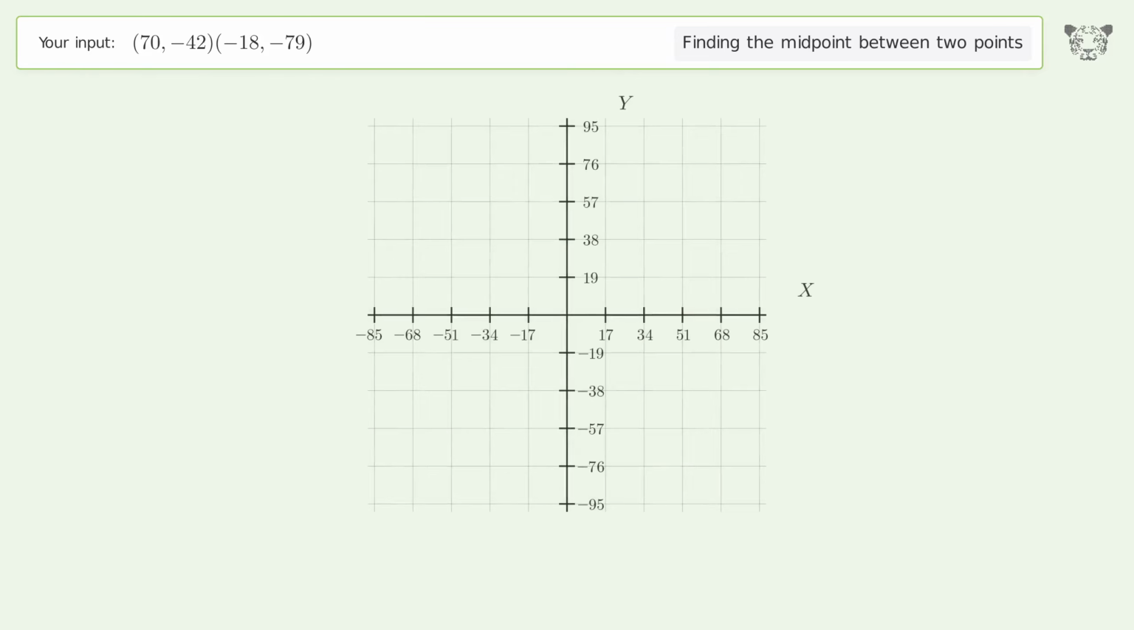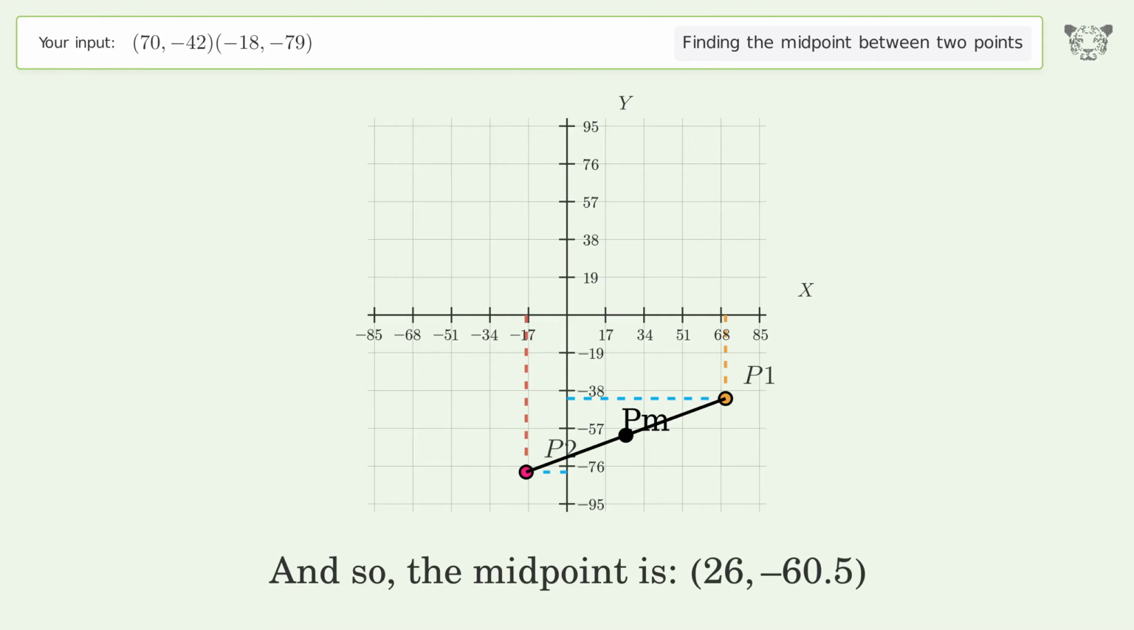And so, the midpoint is 26, negative 60.5.